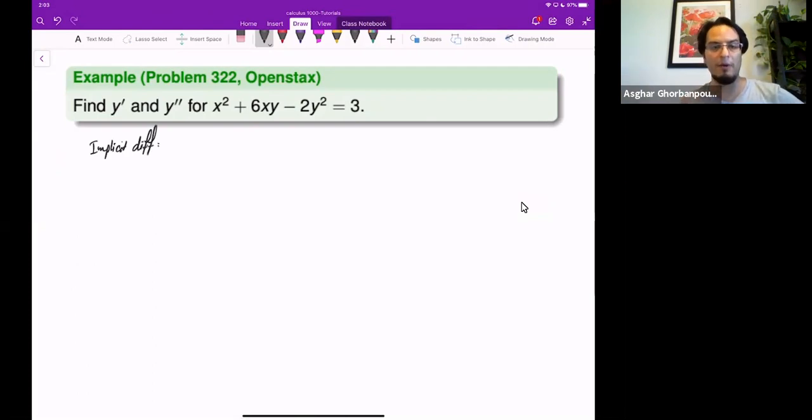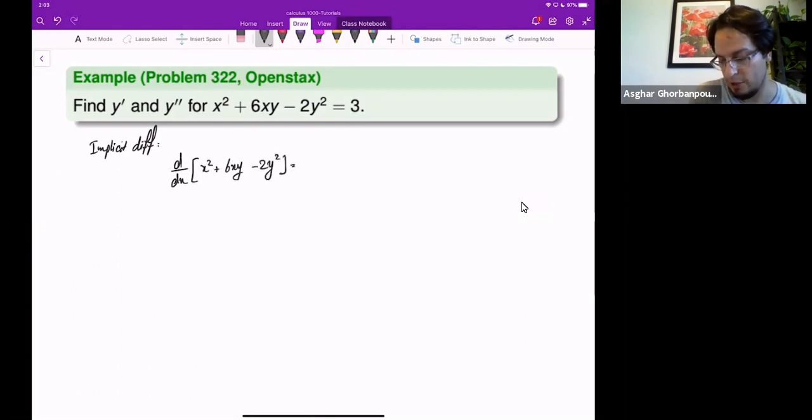And find y prime. How does implicit differentiation work? Always start with differentiating the equation with respect to x.